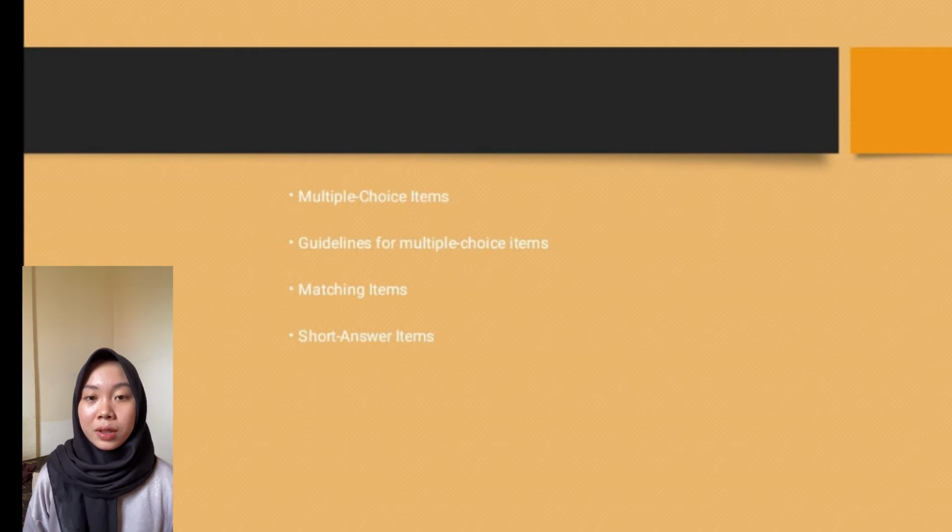And guidelines for multiple choice items. Number 1, the content should be meaningful and not deal with trivial information. This can be accomplished by relating the item directly to an instructional objective.